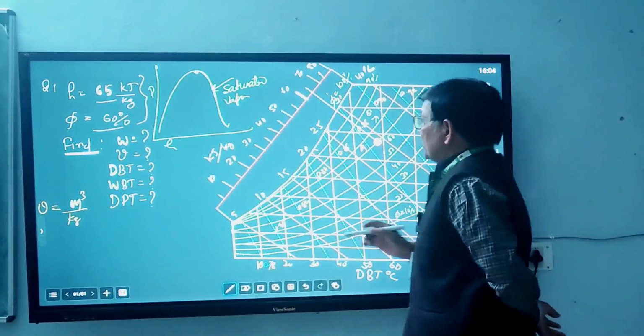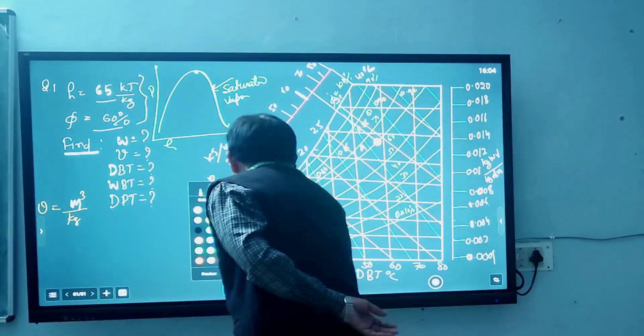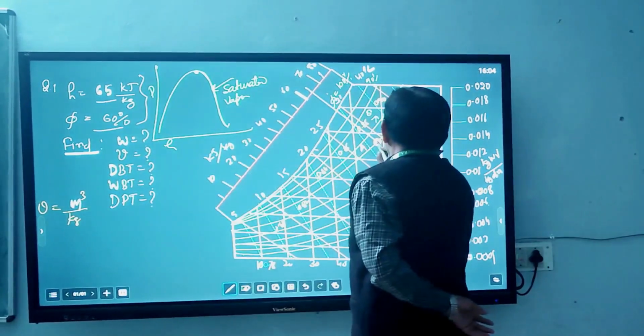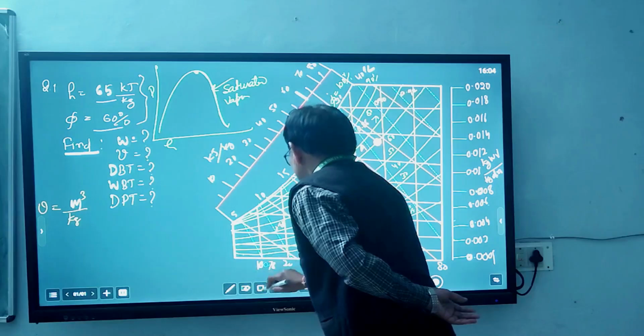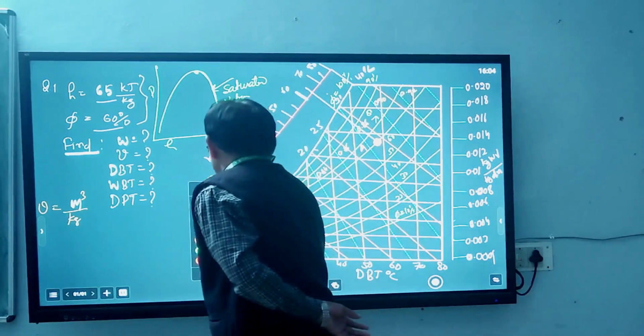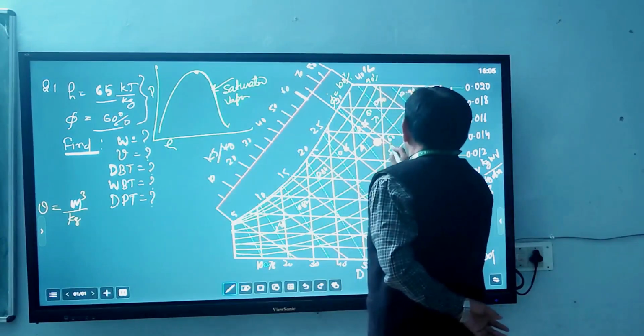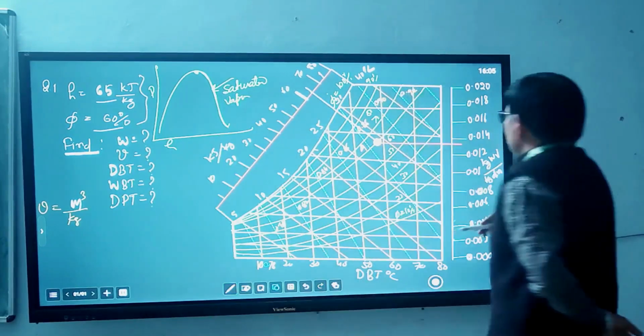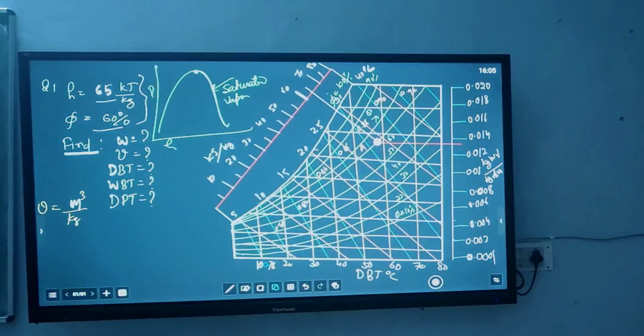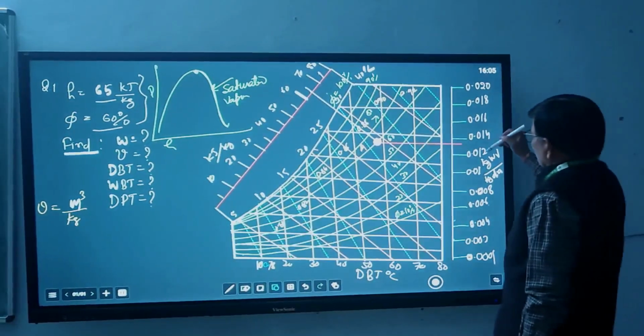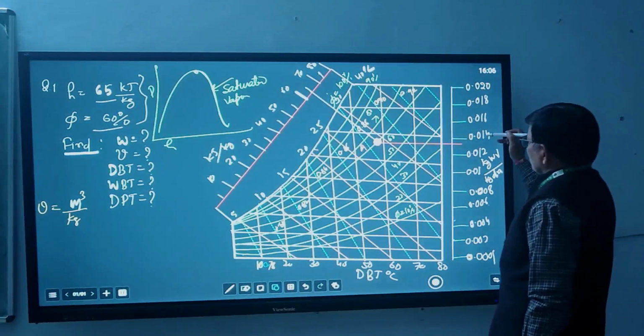So first you get omega. Again draw a parallel line from here, up to omega. We take a dotted line, and we will take red color. So you see here, from here you drop, you come here to this point. Here you have to find out omega, the absolute humidity. You see that this point is lying between 0.012 and 0.014.